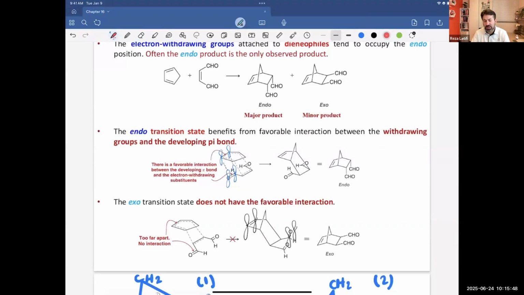One is endo and the second is exo. Endo has the two functional groups, or electron withdrawing groups, close to the double bond, and in exo they are far from the double bond. As you see, the endo is the major product, while the exo is the minor product. The reason is that in the transition state, whenever the functional groups are in an endo position, they can have a pi interaction, or some interaction with the new pi bond, and that's going to drop the activation energy and favor the transition state, so the reaction will be faster.